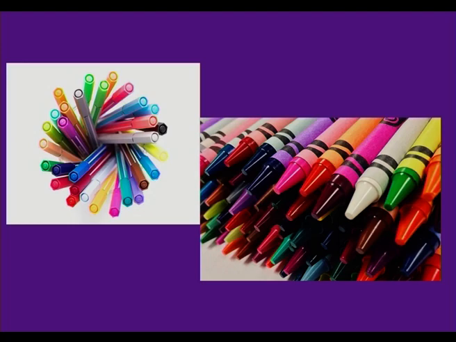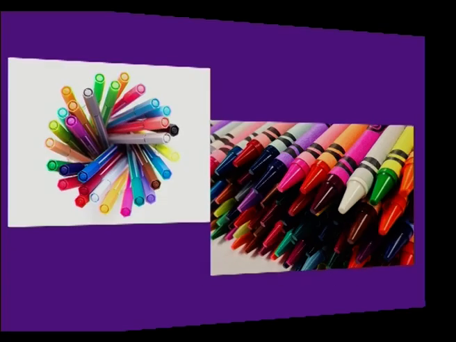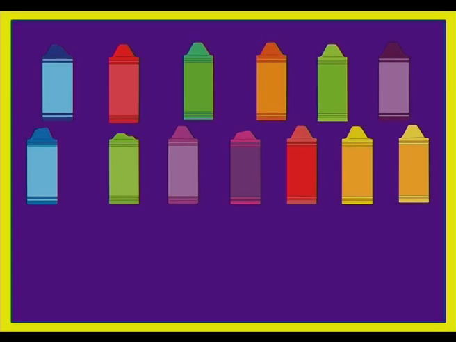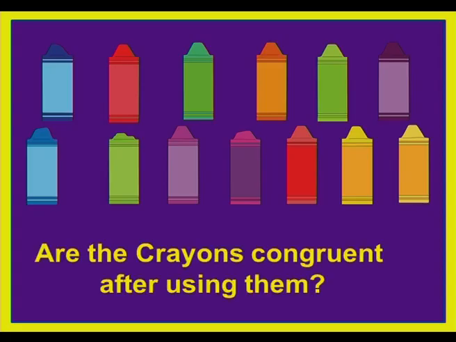Now, when you buy a pen set or a crayon set, you might have seen that they are all congruent. Now, when you use the crayons for drawing, you might need few colors more and you might not use few colors at all. So, after using them, do you think they are congruent? No, you can observe here the used crayons are not congruent.